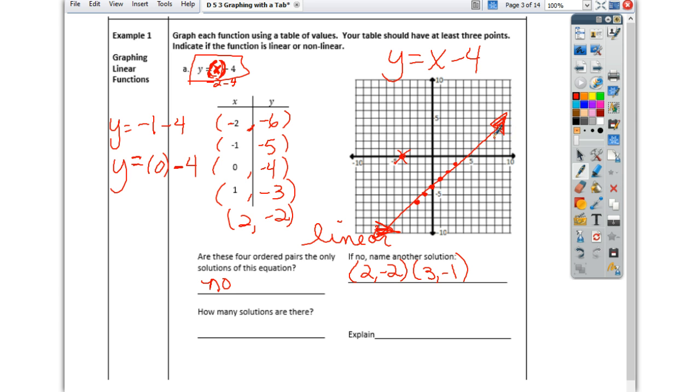It says, how many solutions are there? Think Toy Story. Infinity and beyond. It keeps going. This line keeps going and going. It's not a line segment. It's a line. It has the arrows. It goes on. How many solutions? It is infinite. Sometimes it might refer to it as all solutions. But infinite is what we're going with.